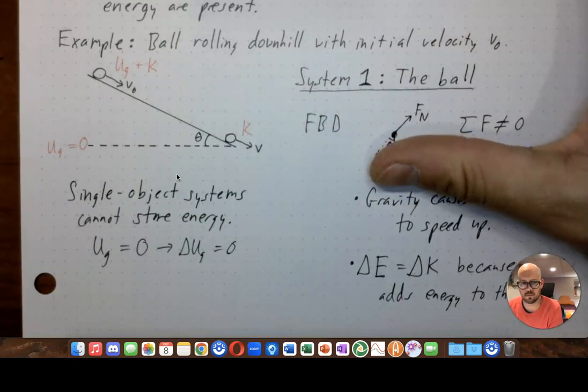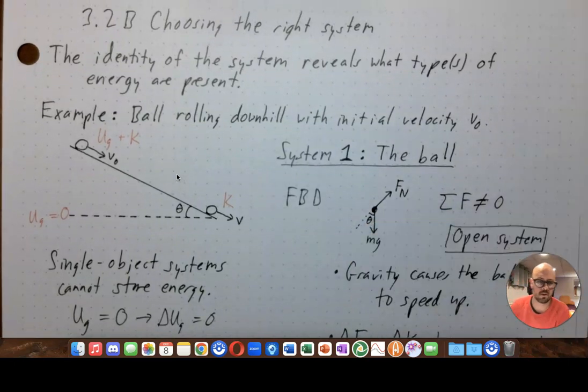section, where we deal with a lot of things having to do with open and closed systems and conservation. Thanks.